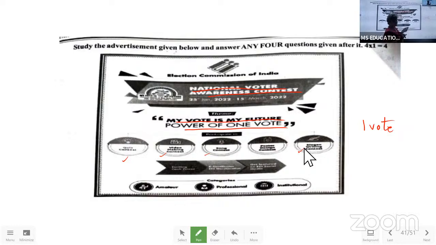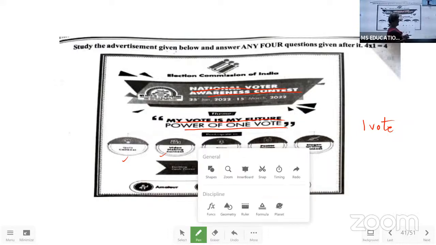Madam, can you read? No, this is from a different book, child.